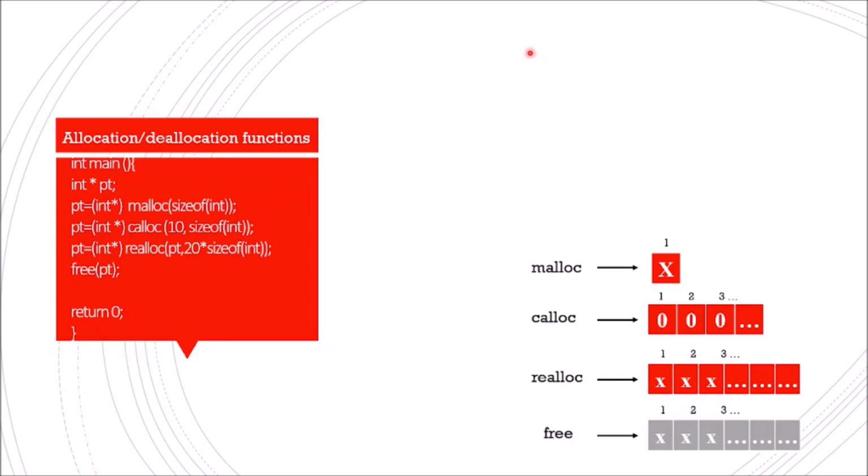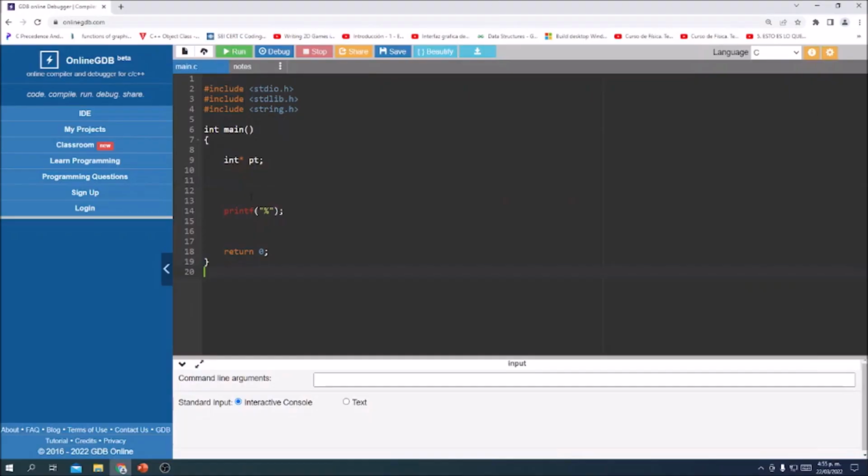Okay, now let's do the practice codes. All right, let's now start with the include statements. We will need stdio.h, stdlib.h with the memory allocation, dynamic memory allocation functions, and string.h because I'm going to manipulate strings in some examples.